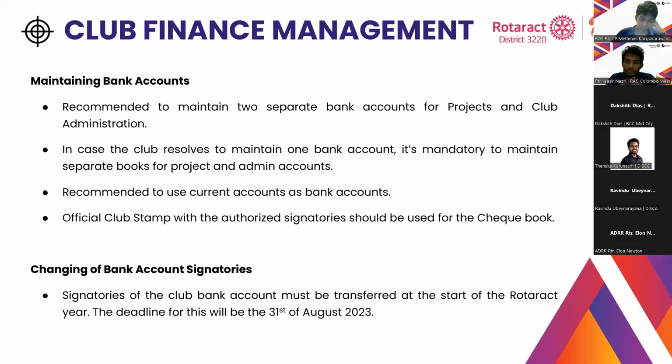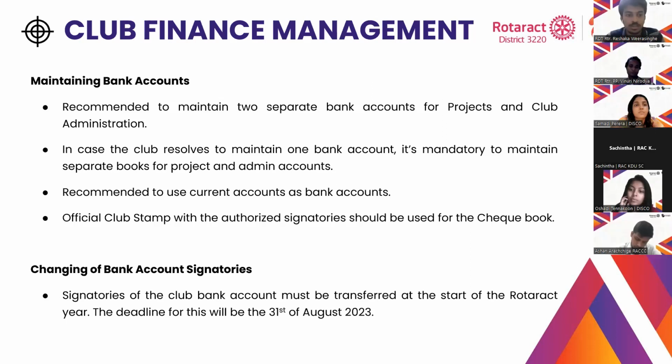When maintaining bank accounts, we recommend always using current accounts as the bank account. When using checkbooks, the club should use the official club stamp and the authorized signatories. When it comes to signatories of the club bank account, signatories should be transferred before the 31st of August, and after completing this, clubs have to send an email and confirm that to the district treasury team as well. Moving on.